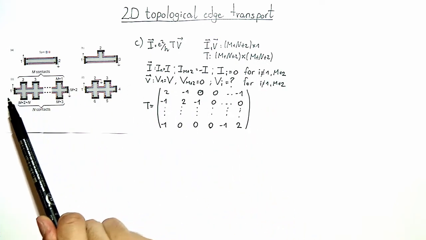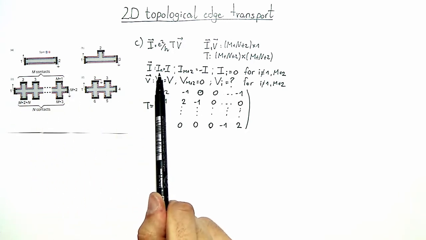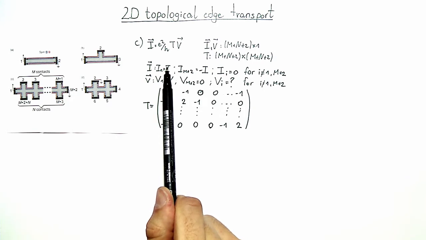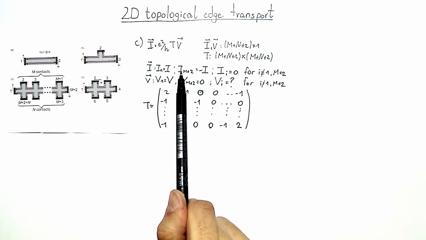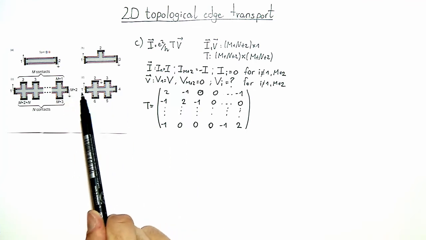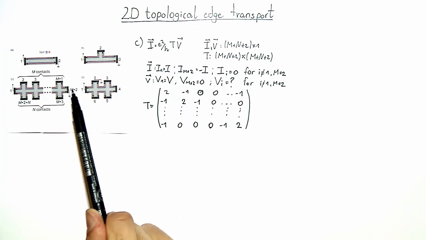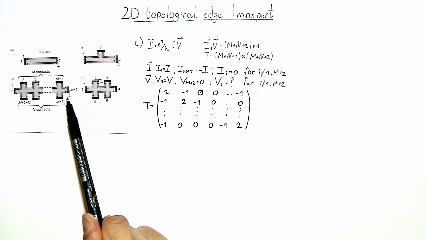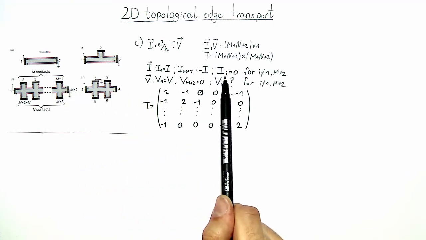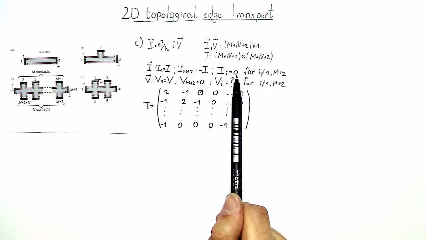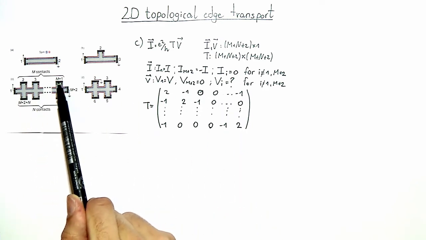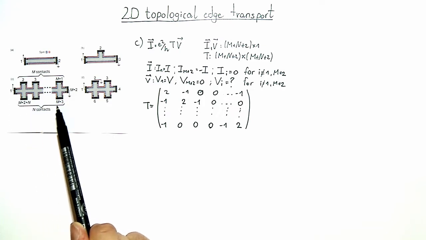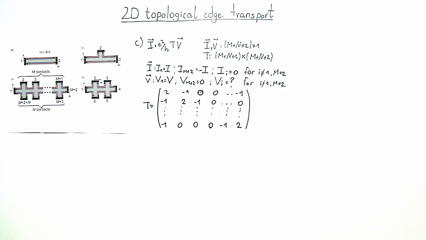Now, since we are injecting into contact 1, we can set the first entry of the current vector to be the current I, as well as the m plus second entry to be minus I, since it's contact m plus 2, the contact with the index m plus 2, which is grounded, and it is here that the injected current leaves the device. All the other entries of the current vector are zero, since we assume that all these other contacts, so the m contacts along the upper edge and the n contacts along the lower edge, are left floating or are connected to voltmeters with very high internal input impedances.